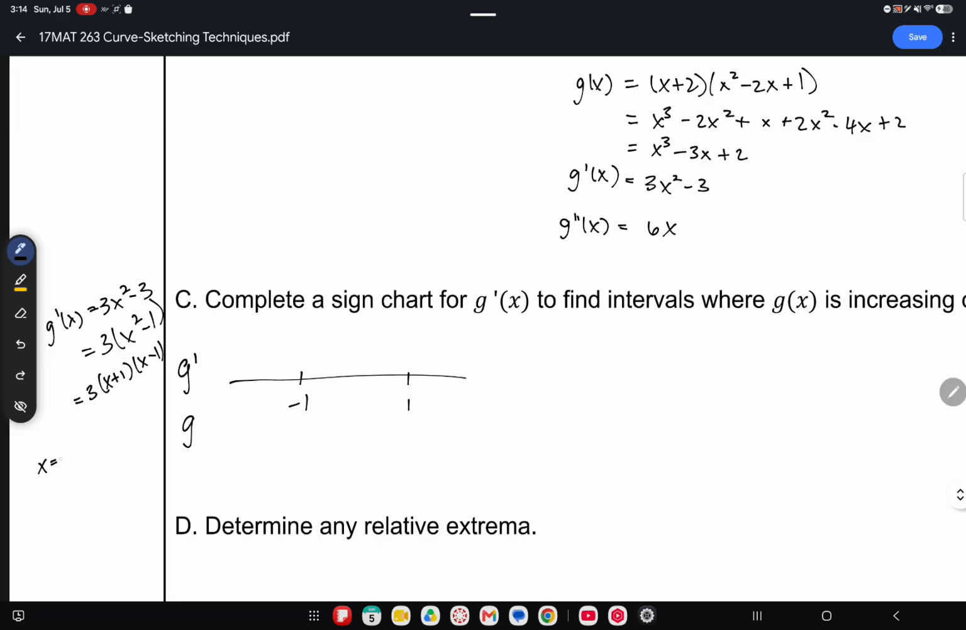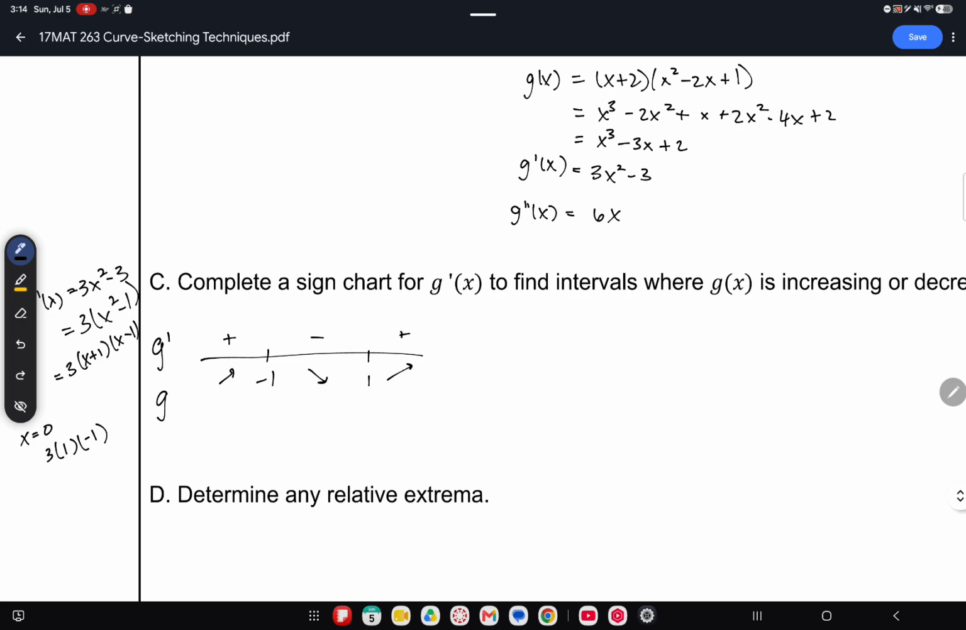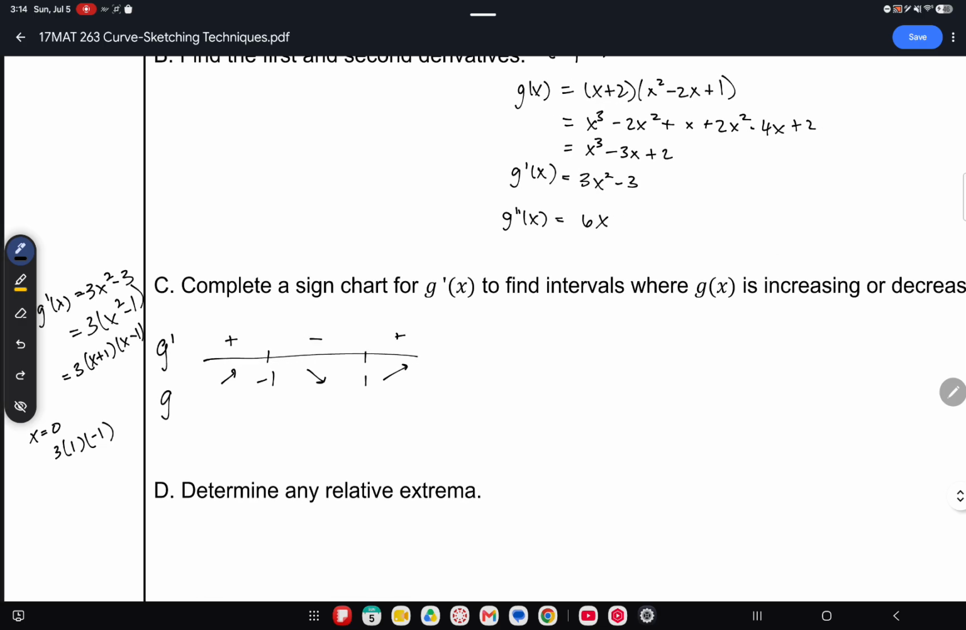So here's what I do. I'm going to plug in 0, because that's between one of my intervals, right? So that's going to be 3 times 1 times -1. So it's going to be -3, so that's negative, which means we're decreasing, right? And then these multiplicities here are odd, so we're going to cross, right? So there's my increasing and decreasing, right?